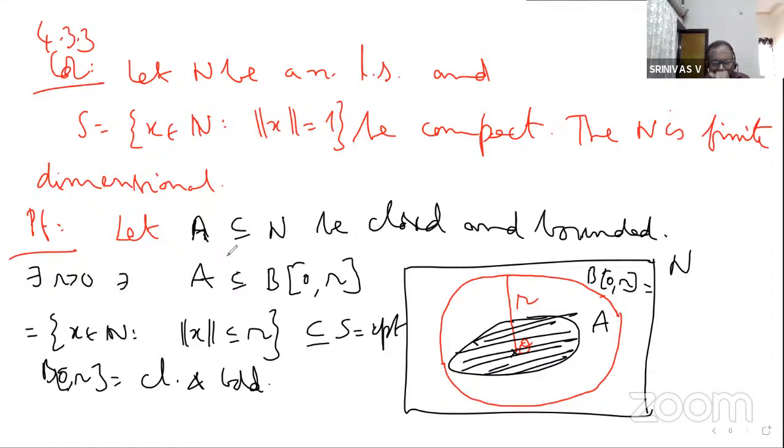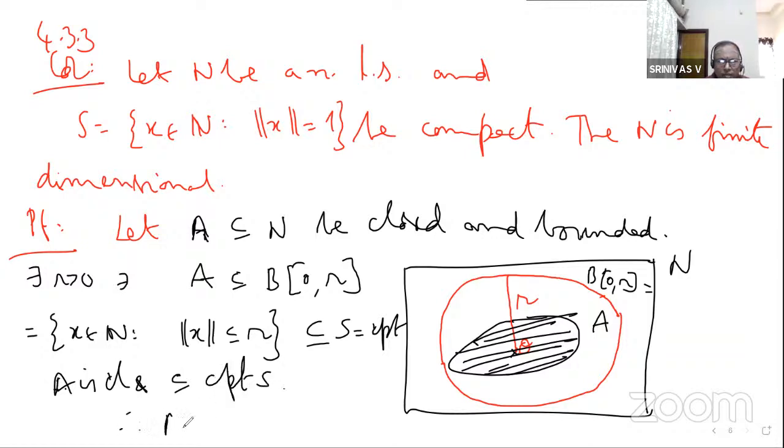And we assume that A is closed. So your A will be a closed subset of a compact set, so it will be compact. That's how you can conclude. A is closed and contained in the compact set S. Therefore, A is compact. A closed subset of a compact set is compact. So you are able to show that A is compact.